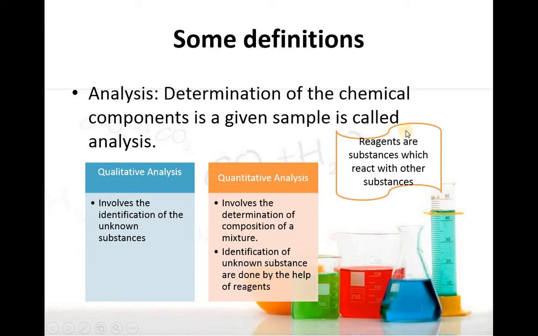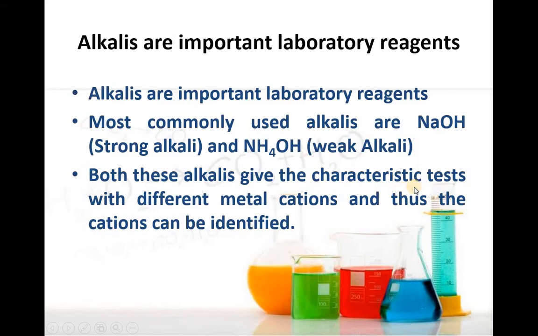of reagents. Now, what are reagents? Reagents are substances which react with other substances. Now, alkalis are important laboratory reagents. These are generally used as laboratory reagents, and most commonly used alkalis are sodium hydroxide, which is the strong alkali, and ammonium hydroxide, which is the weak alkali. Both these alkalis give the characteristic tests with different metal cations, and thus the cations can be identified.